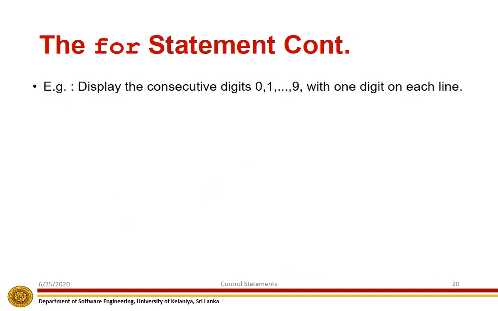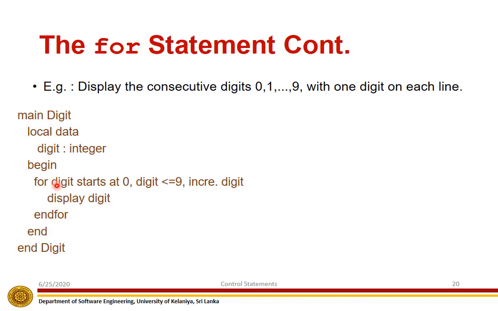Now we will see an example for the for loop. Here is the same example that we have discussed earlier for the while loop and do while loop. This will give exactly the same output as those, displaying the consecutive digits 0 to 9 with 1 digit in each line. First we will see the algorithm. Here also the only difference is the loop. All others are the same. For digit start at 0, digit less than or equal to 9, then increase the digit, display the digit, and end for.